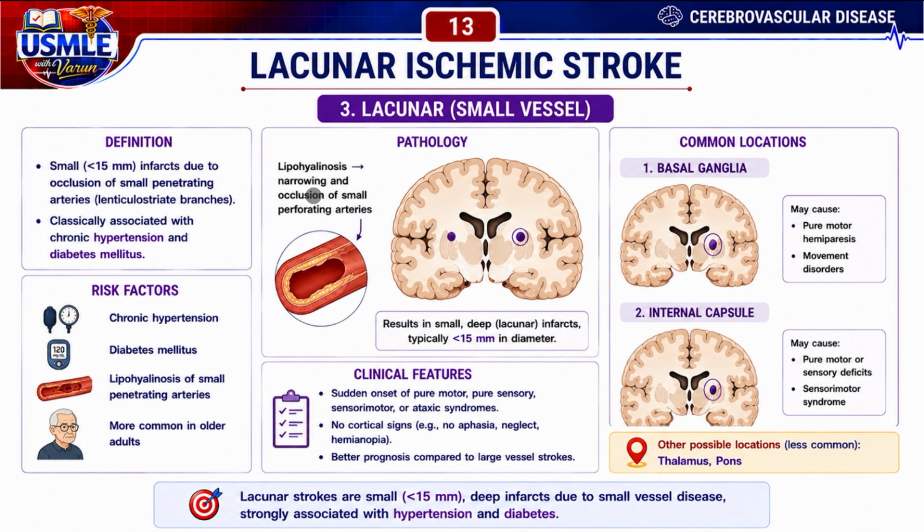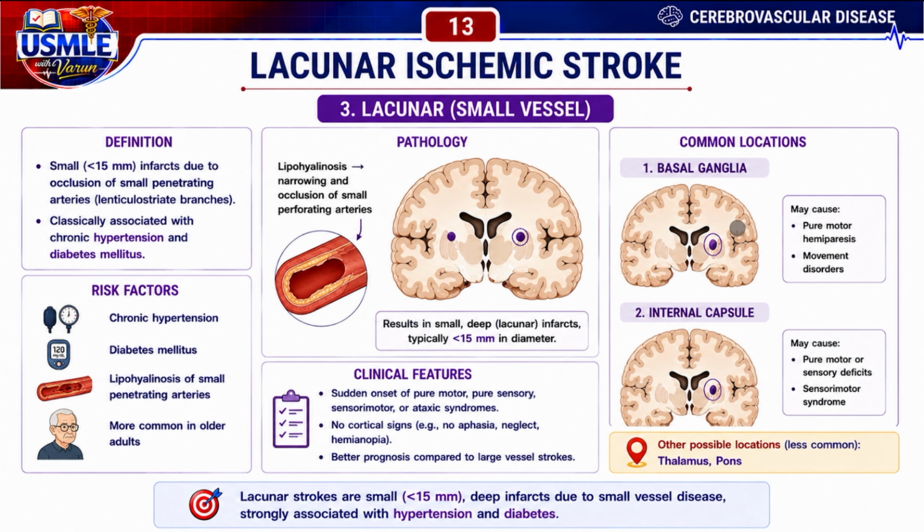Lipohyalinosis is usually associated with narrowing and occlusion of small penetrating arteries. This could result in small, deep lacunar infarcts, typically less than 15 millimeters in diameter. This is associated with sudden onset of pure motor, pure sensory, sensorimotor, or ataxic syndromes. There are no cortical signs: no aphasia, no neglect, and no hemianopia even. It has a better prognosis compared to large vessel strokes because smaller regions are affected.